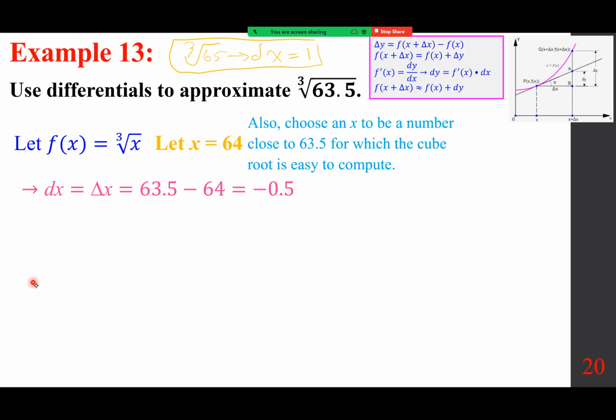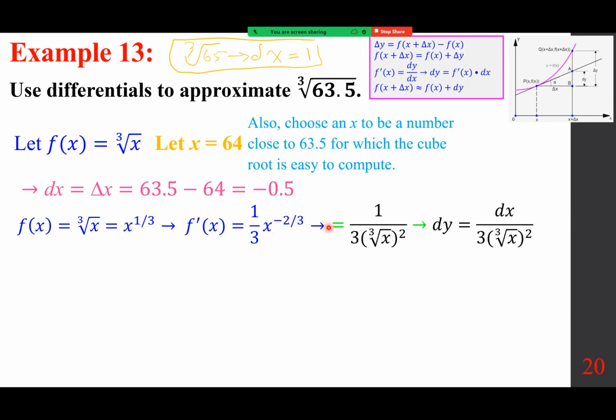And that is f of x is cube root of x, or x to the power of 1/3. We need to differentiate this, which is 1/3 x to the power of negative 2/3. Or we can rewrite this by taking this down and making it x to the power of positive 2/3, or cube root of x to the second power. And if this is the case, as you know, dy is the same thing times dx. That's what dy is. And so f of x plus delta x is f of x plus dy.